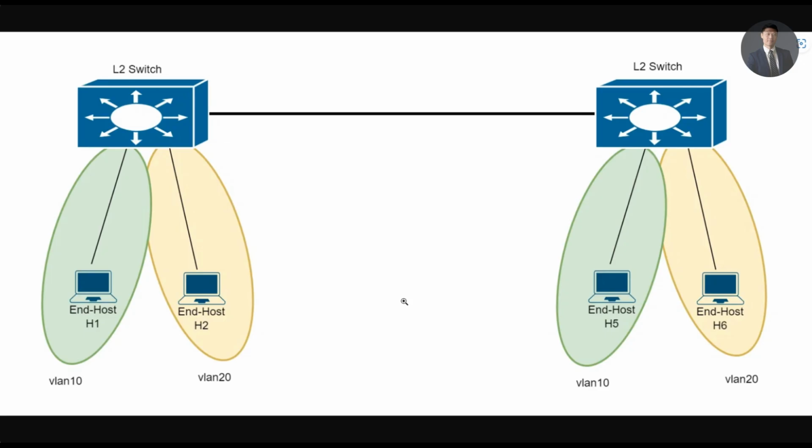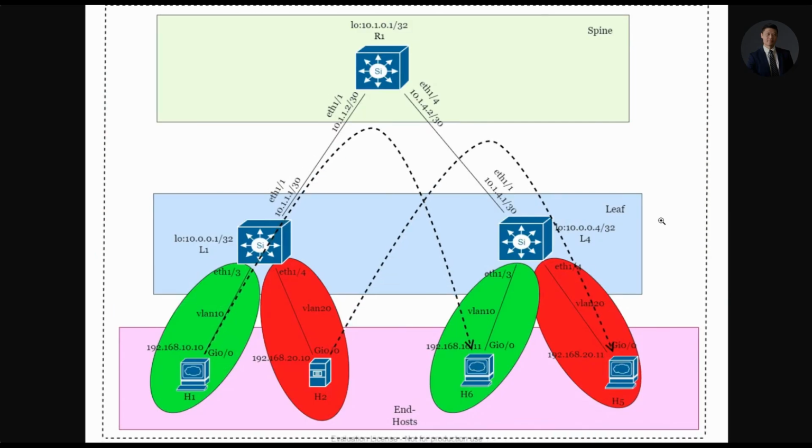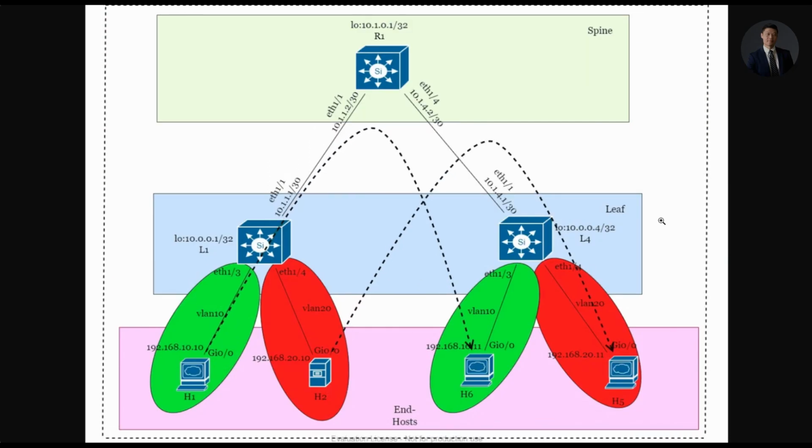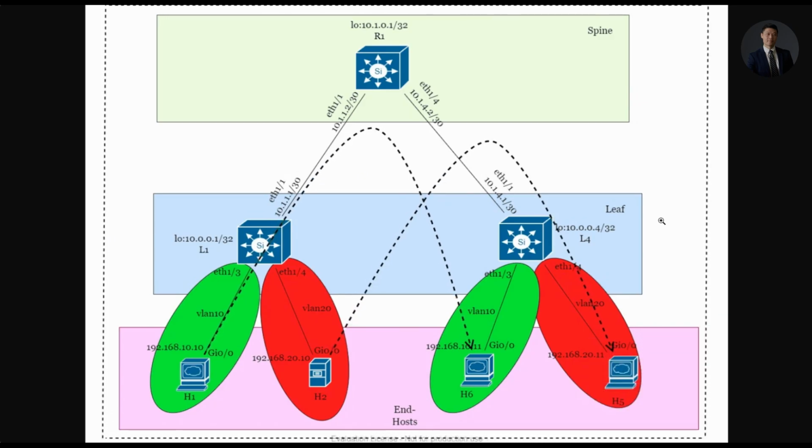Let's say host 1 pings host 6. Host 1 pings 192.168.10.11 in this way. Let's see what operations are involved in making the ping work. So let's stick with L2 switching and L3 routing fundamentals to understand the data plane operations.